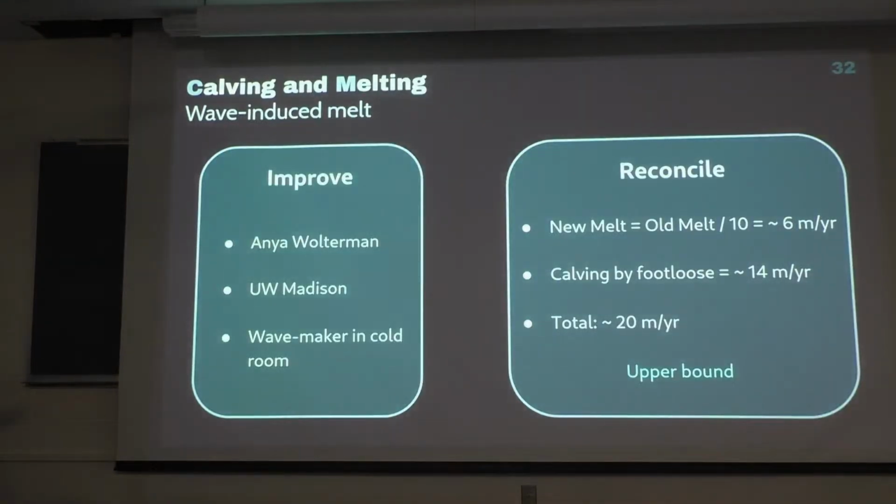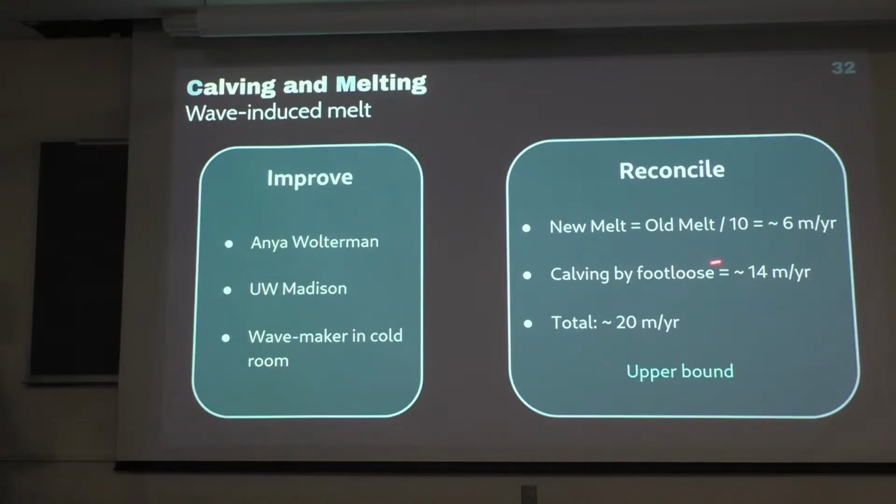So there are 2 possibilities for now. The first one is trying to improve this parameterization, which is what a student at the university is doing, namely Anya Waterman. She's having a wave maker in a cold room to try to see how much waves melt the ice. And the other way to try to solve this issue is to reconcile both, to reconcile the melting we have with the parameterization.